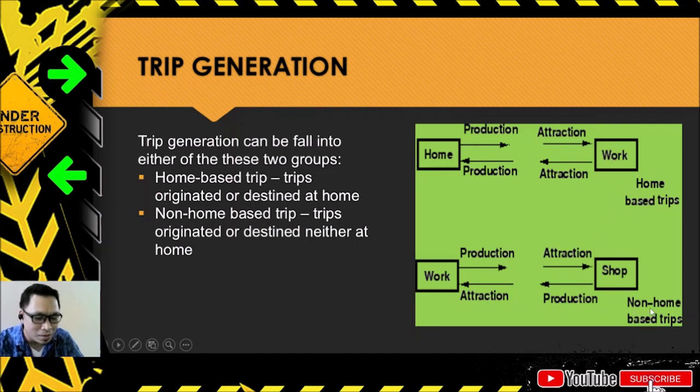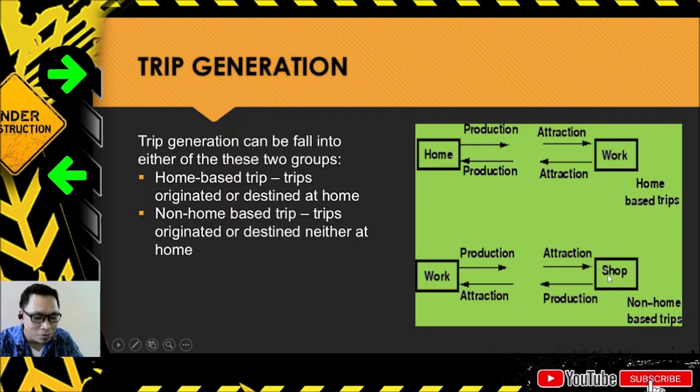So what are non-home-based trips? Let us say, for example, you come from work and then decide after work that you need to go shopping. That is one example of non-home-based trips. For example, you come from school and your mother tells you to go buy groceries. From work, there is a production going to shopping, attracted to shopping.